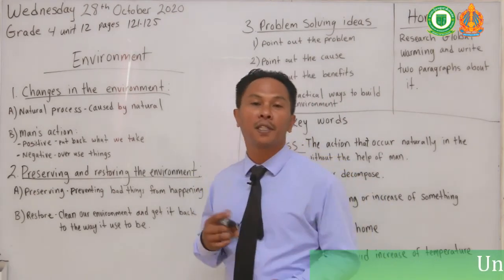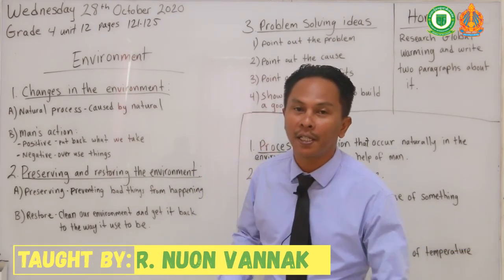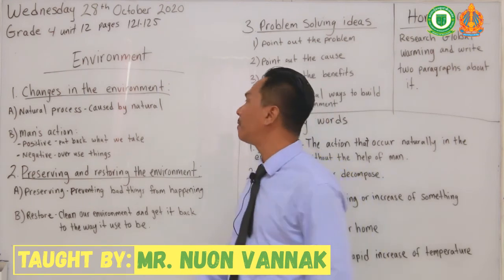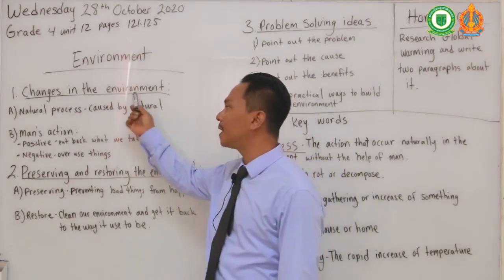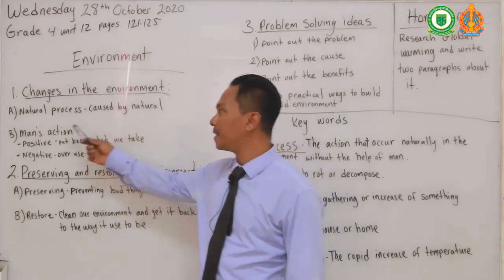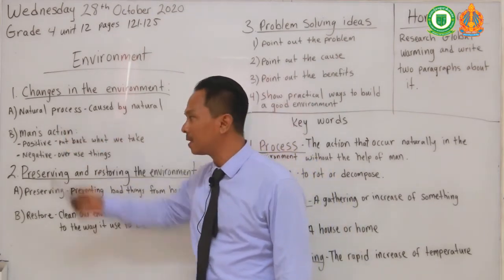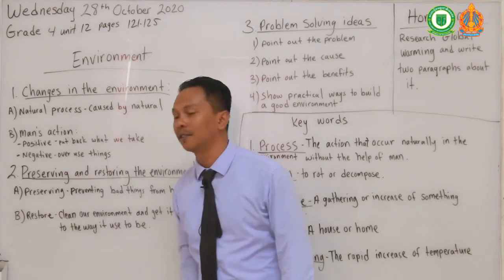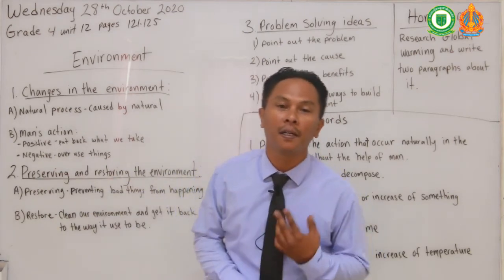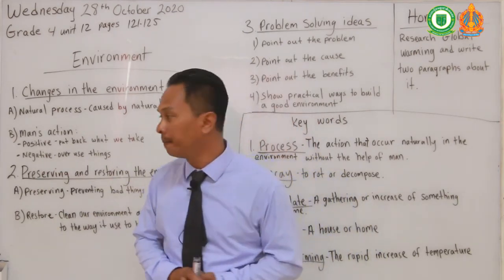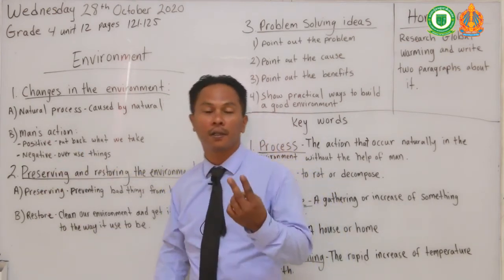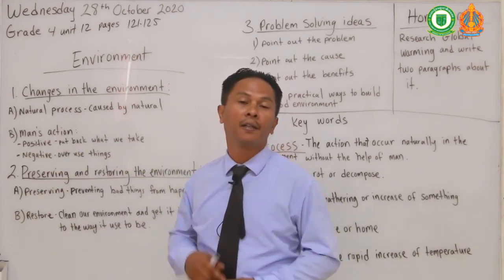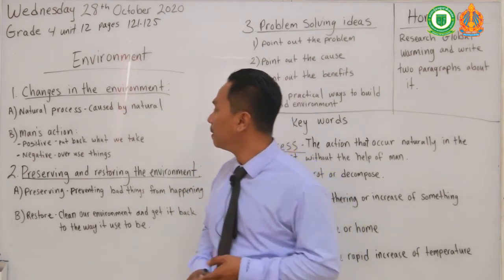So in this clip, we're just going to review on what we have studied today, okay? So today we read about the environment, okay? And how does the environment change? There are two ways, natural process and man's action. So those are the only two ways that the environment can change, okay? And again, with man's action, there's two impacts. There's a positive and a negative.